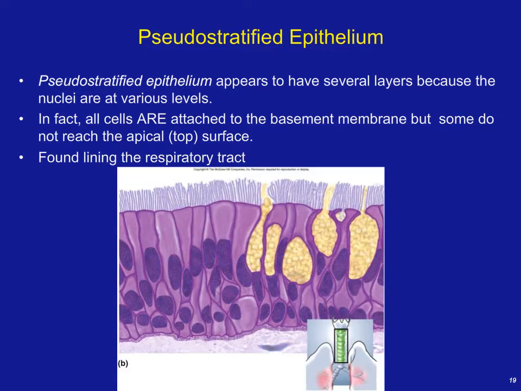Now, another thing you might notice about this epithelium is that it has these surface processes coming out of the apical surface of the cell. And these are actually going to be cilia. And remember, cilia are actually motile little projections that are moving mucus back and forth.